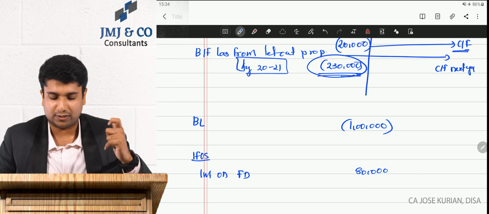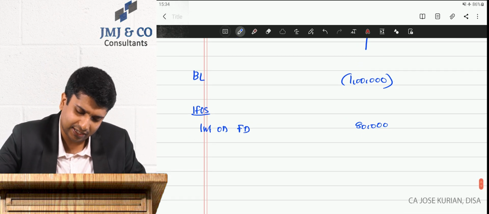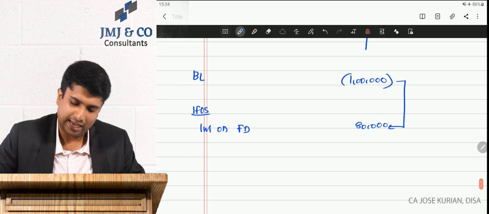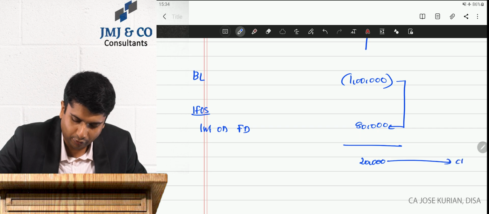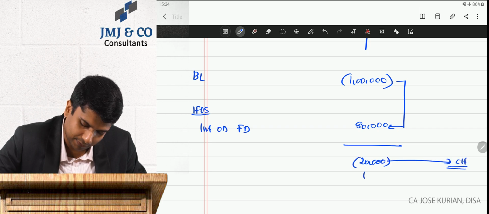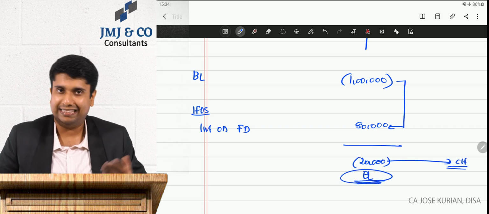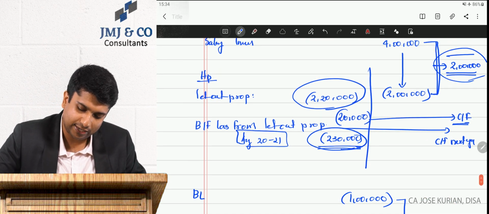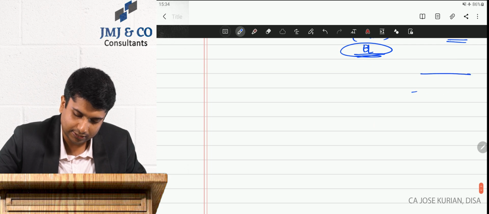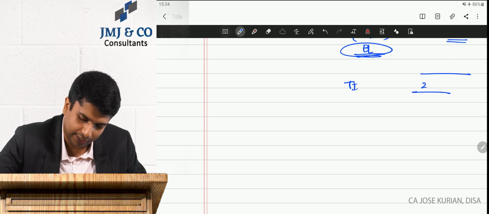You can set off that business loss from interest on FD, but interest on FD is only 80,000. Hence the remaining 20,000 business loss has to be carried forward to the next year. So friends, what is the only remaining income which we have? 2 lakh will be the income which is taxable. That is, the total income would be 2 lakh.